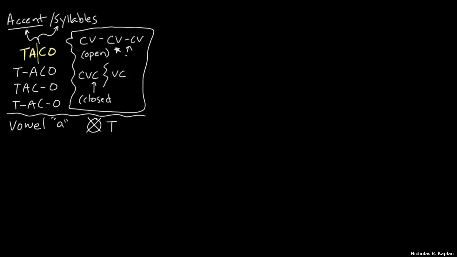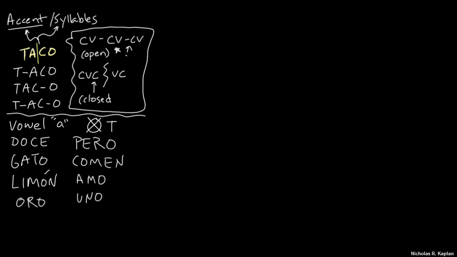So I'm going to snap my fingers and we're going to look at a few examples. So now we have some examples. So let's start right here. Consonant, vowel, consonant, vowel. Doce. Consonant, vowel, consonant, vowel. So this is easy. Consonant, vowel, consonant, vowel.